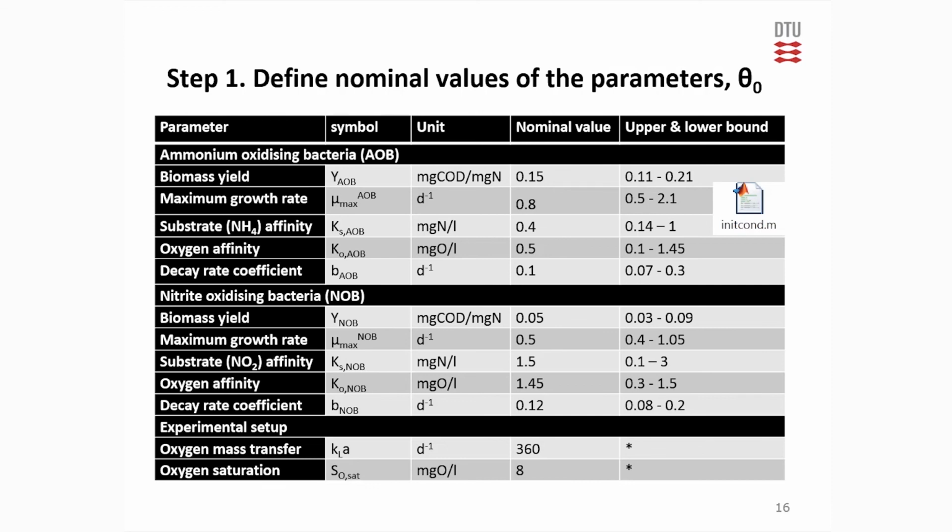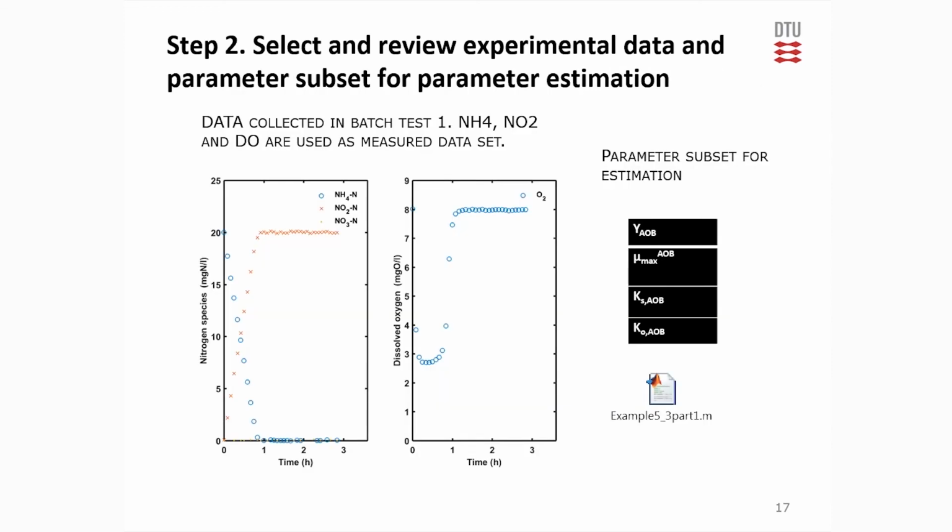The experimental dataset for the parameter estimation needs to be reviewed. We use data collected from batch test 1, which includes ammonium, nitrite, and dissolved oxygen measurements. Due to the suppression of NOO activity, no nitrate production is observed. Since batch test 1 is not designed for the estimation of the decay rate coefficient, we consider all the parameters of AOO, except bAOO, for parameter estimation.